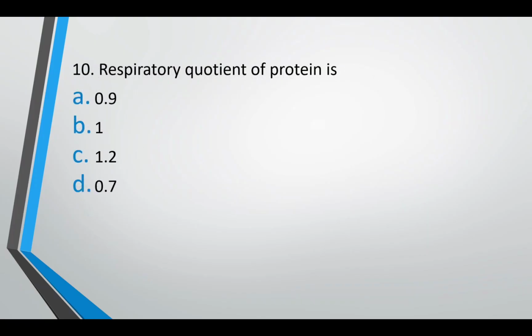Question 10. Respiratory quotient of protein is option A 0.9, option B 1, option C 1.2, or option D 0.7. The correct answer is option A, that is 0.9. What is respiratory quotient, or RQ? Volume of carbon dioxide evolved divided by volume of oxygen that is consumed is the respiratory quotient. For glucose it is 1 and for proteins it is 0.9.